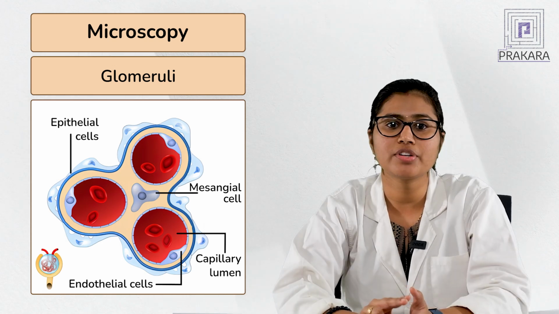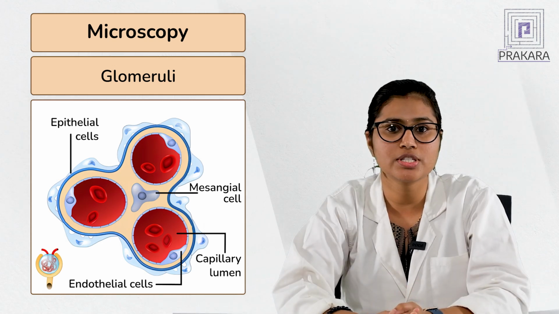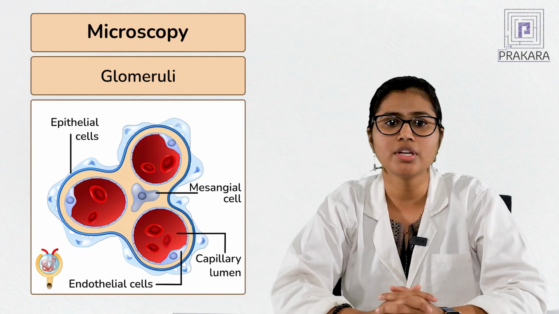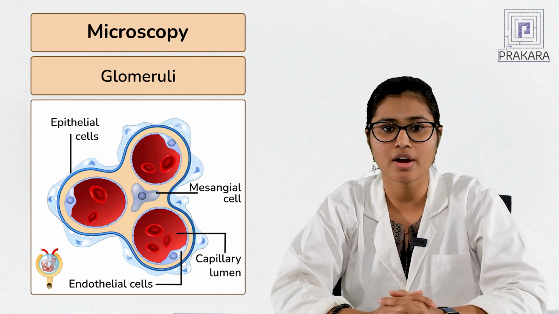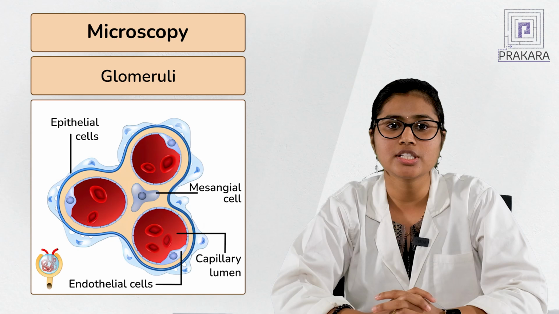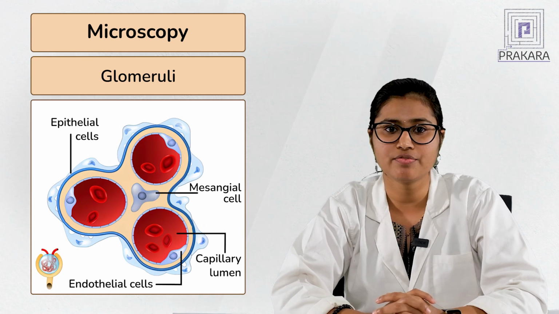There is also infiltration by leukocytes such as neutrophils, and monocytes are also seen. There are small deposits of fibrin seen in capillary lumina and mesangium. Hyaline droplets are seen in tubular cells and tubular lumina, and there is interstitial edema and leukocyte infiltration.